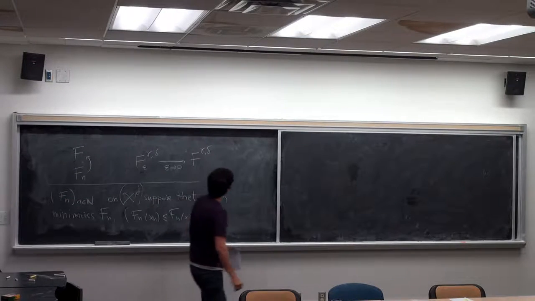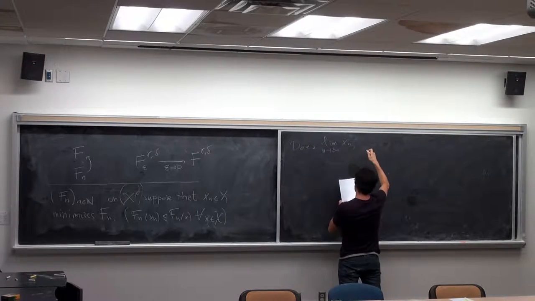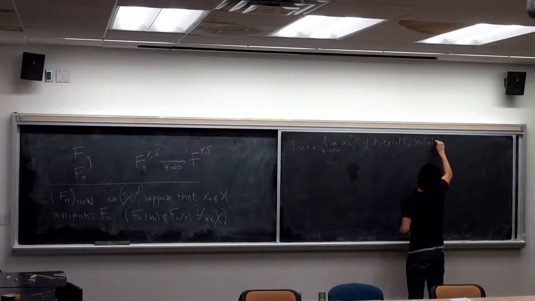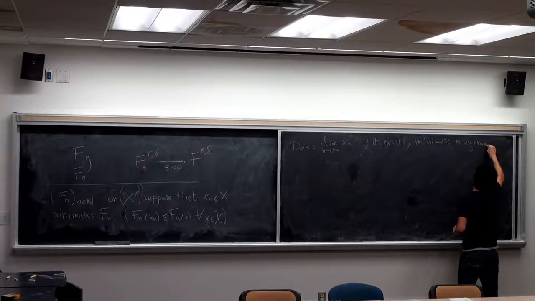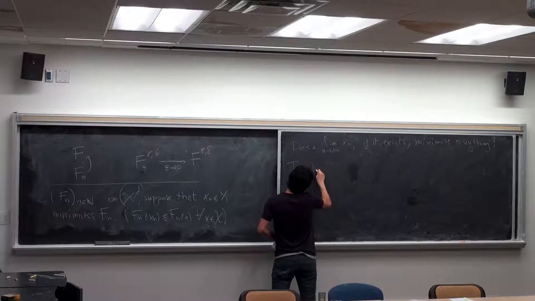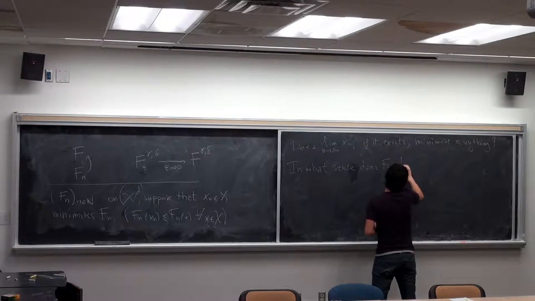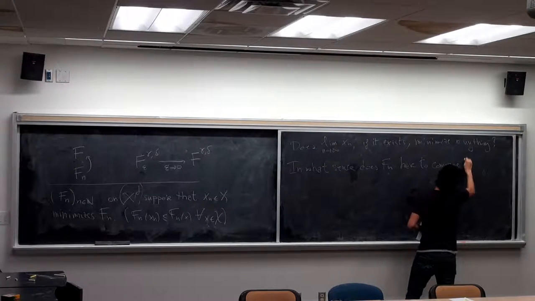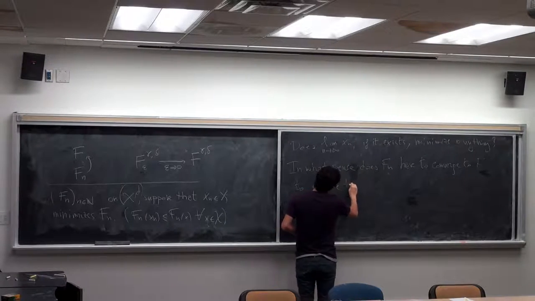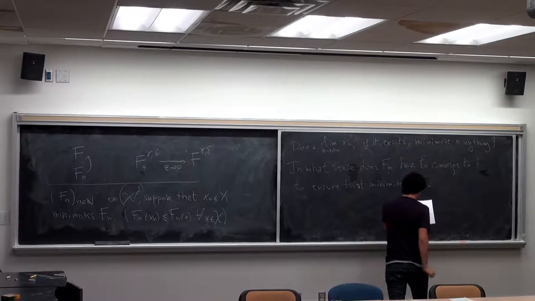So what we would like to know is, does the limit as n goes to infinity of xn, if it exists, minimize anything? And in particular, in what sense does fn have to converge to f to ensure that the limit of minimizers is a minimizer of the limit?